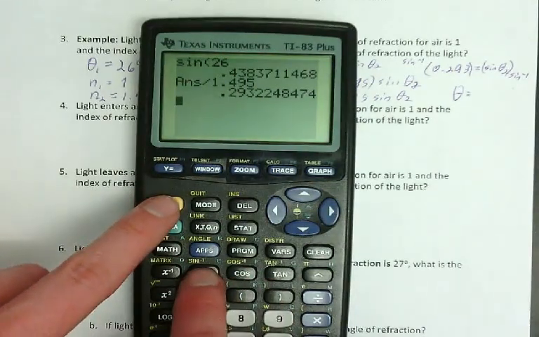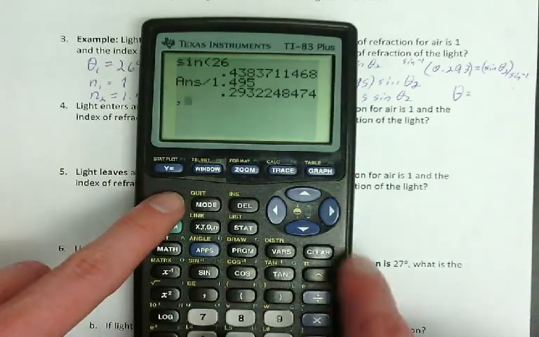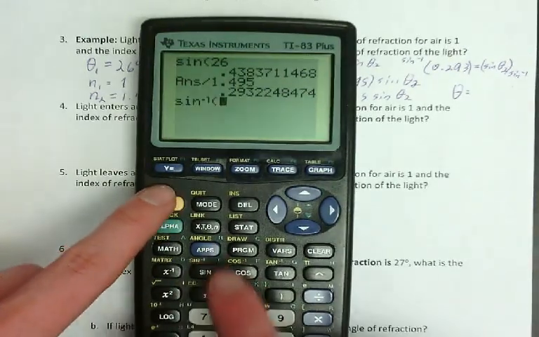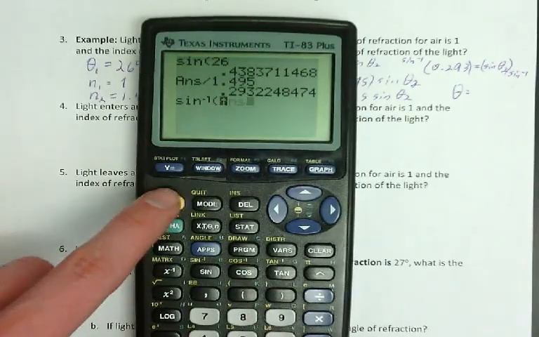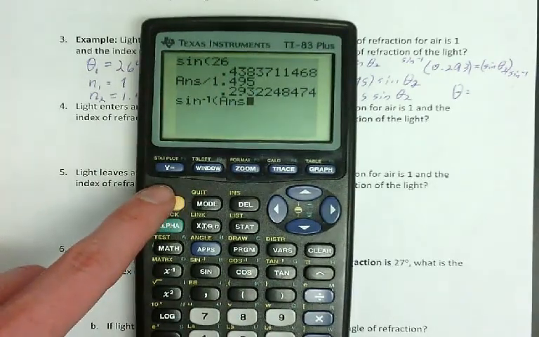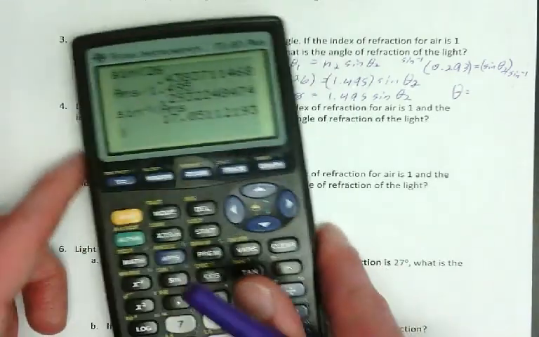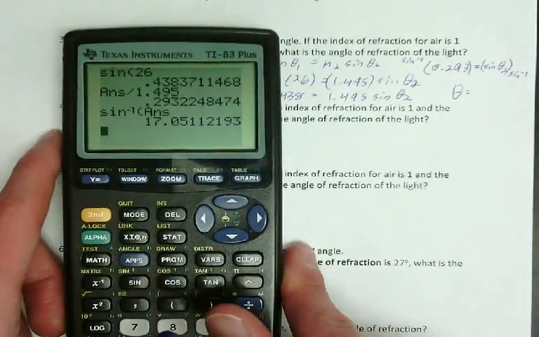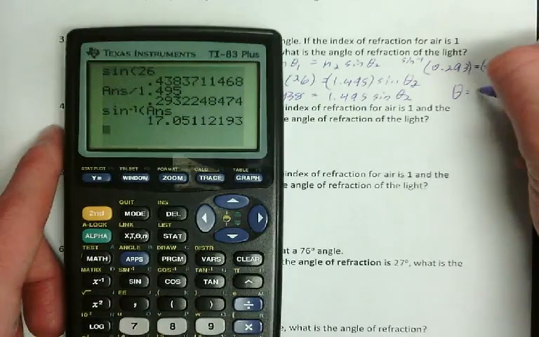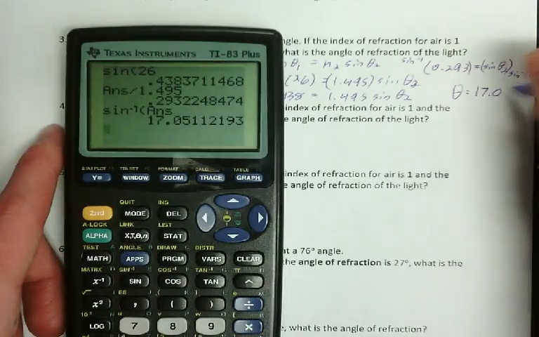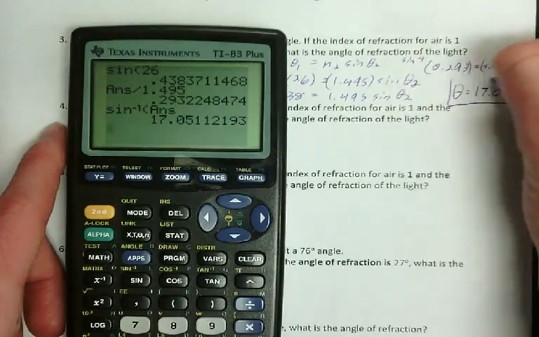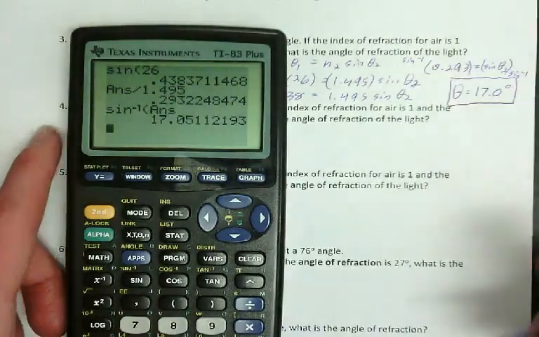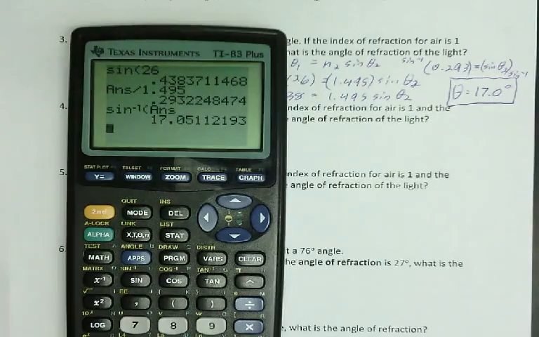So on my calculator, here's my sine. Above it is sine negative 1, so I do second sine. There's my sine negative 1 of my answer, or you can just type it in. And there we are, 17.05. I'll just leave it as 17.0. And there you go.